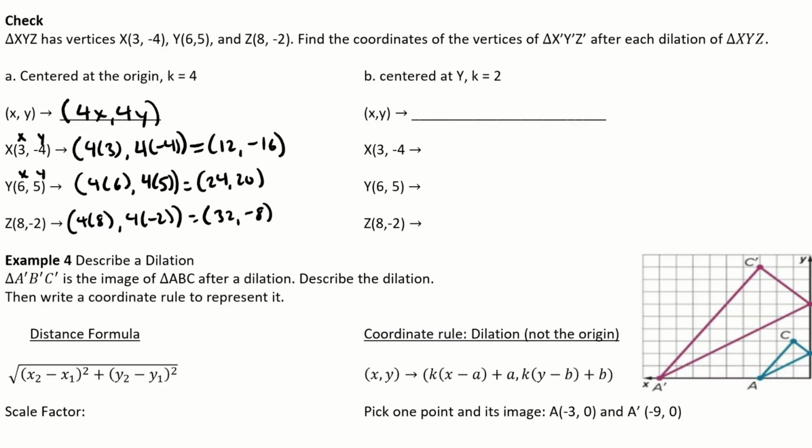So we got k is 2, and we're centering it at y. So that means this is y. So that means you have 6 comma 5. That's going to be your a, that's going to be your b. Then using the formula, it's k times x minus a plus a. So we have k, just 2, x minus a plus a.